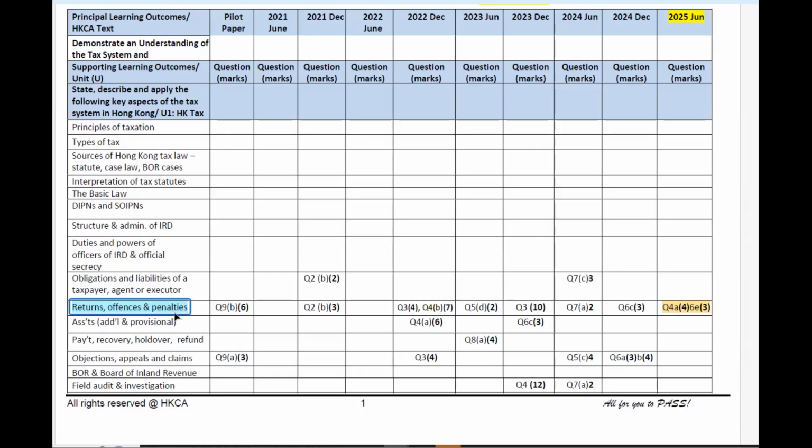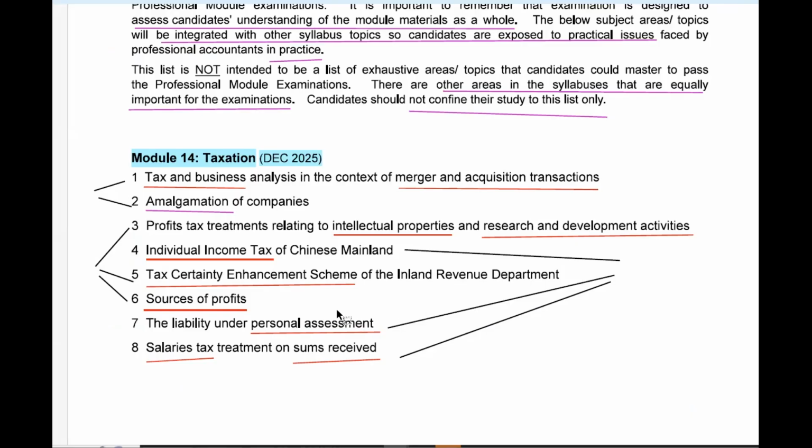So think about how this is related to the 8 topics we have just mentioned. The real answer is related to item 3. The reason is that for the tax certainty enhancement scheme, you just apply the law. So which disposal gain is capital related or revenue related? This is not yet advance ruling. If they ask you about advance ruling, they will specify advance ruling in the hot topic. So why is it related to intellectual property? Intellectual property income has a certain concession.